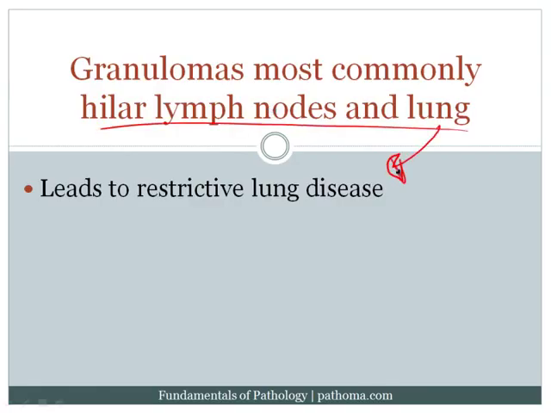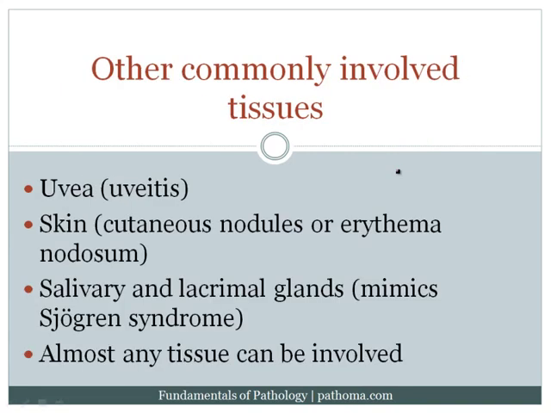Involvement of the lung is going to create an interstitial problem, and that interstitial problem will lead to a restrictive lung disease. Basically, the lung becomes less compliant due to all of the granulomas present within the interstitium. Of course, the granulomas can involve multiple organs as well.